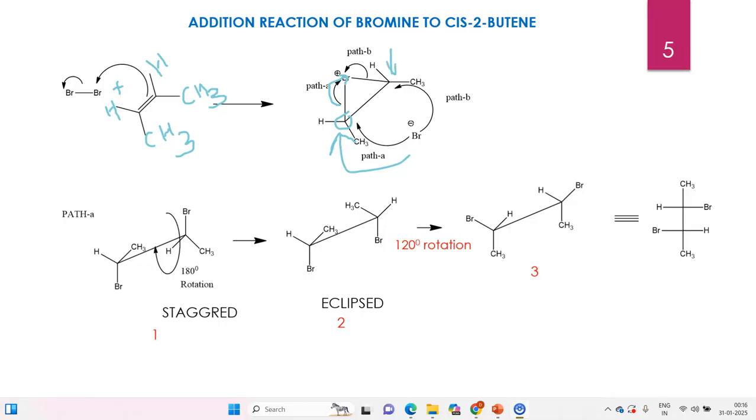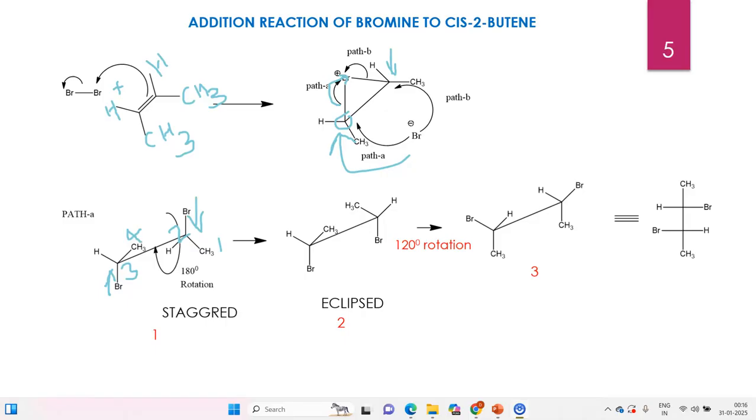This is path A, and we are discussing only path A. If bromine is added from the bottom, you get a regular Y. If bromine is added from the top, you get an inverted Y. Suppose this is carbon number 1, this is 2, this is carbon number 3, and this is carbon number 4.